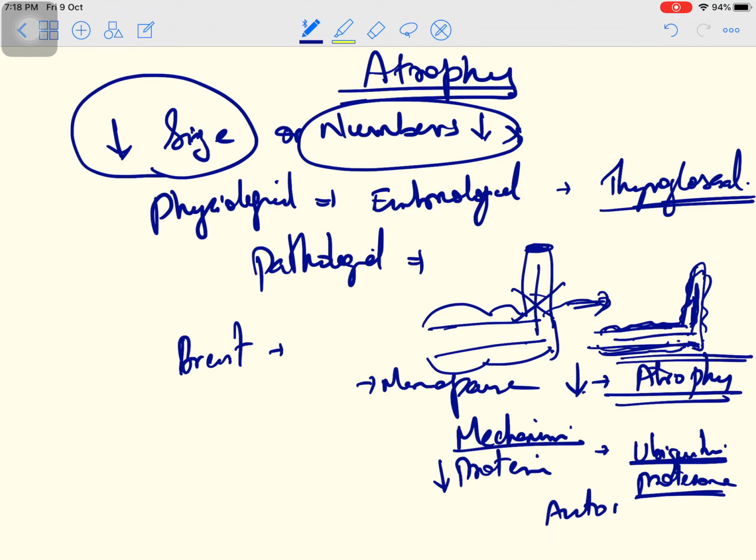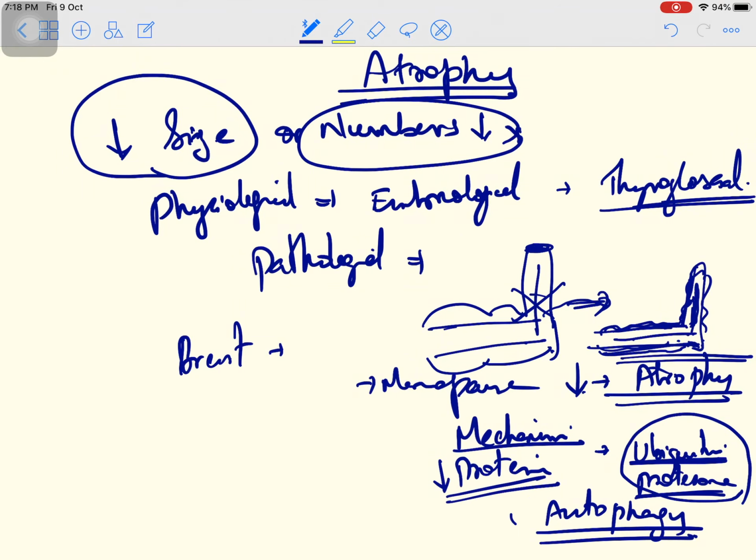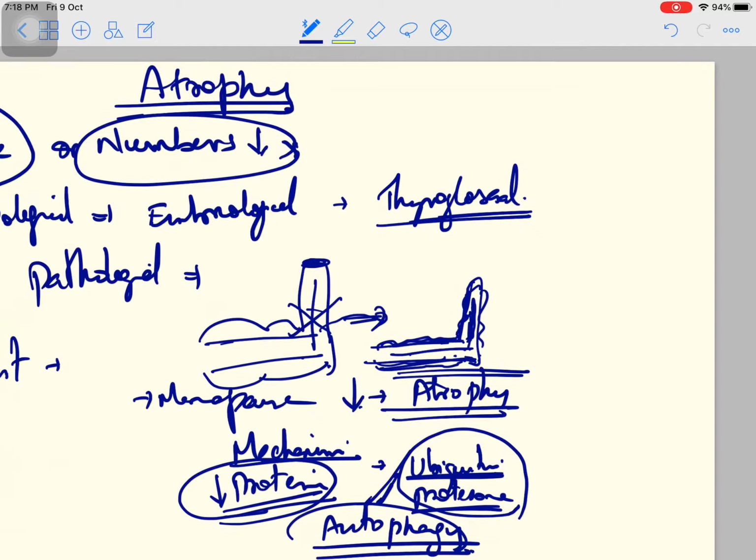Then another method is autophagy. So atrophy occurs by decreased protein synthesis and increased destruction by the ubiquitin proteasome pathway, as well as by autophagy. Here in these two there is destruction, and here there is decreased production. So that is atrophy. Now the last of the adaptations is metaplasia.